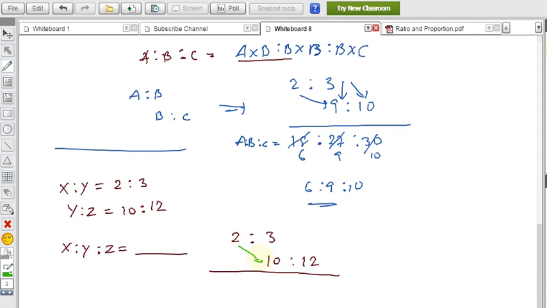2 into 10 is 20. Again straight multiplication, 3 into 10 is 30. Then again 3 into 12, so 36. 20, 30, 36. You can cancel by the 2 table: 10, 15 and 18. So 10 is to 15 is to 18.